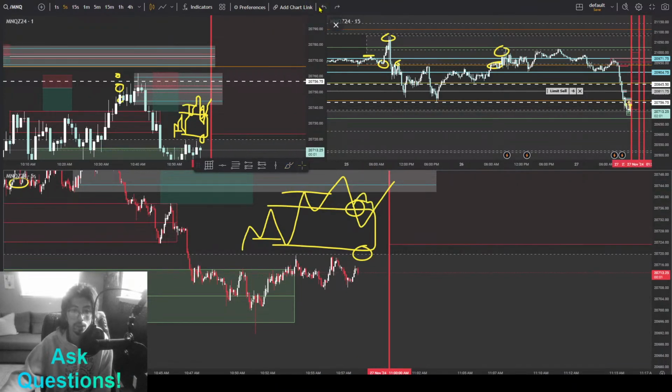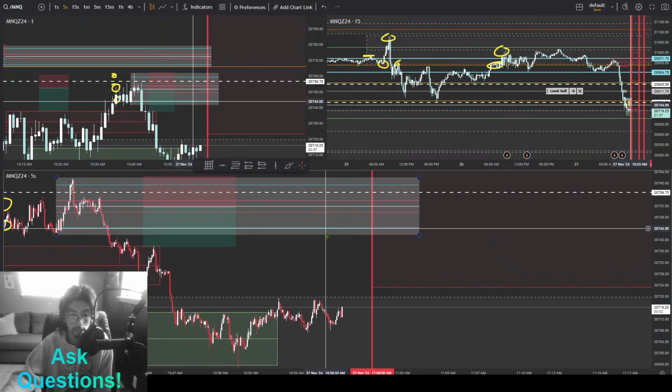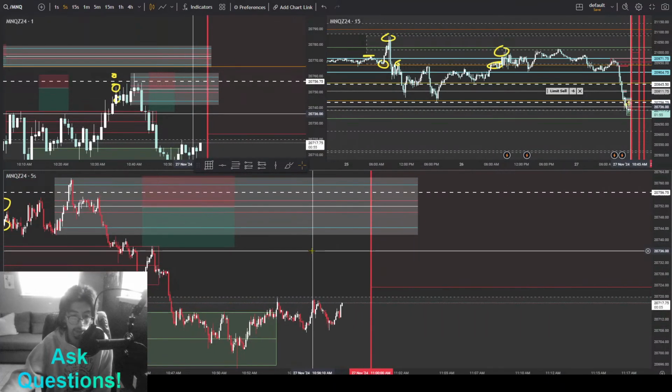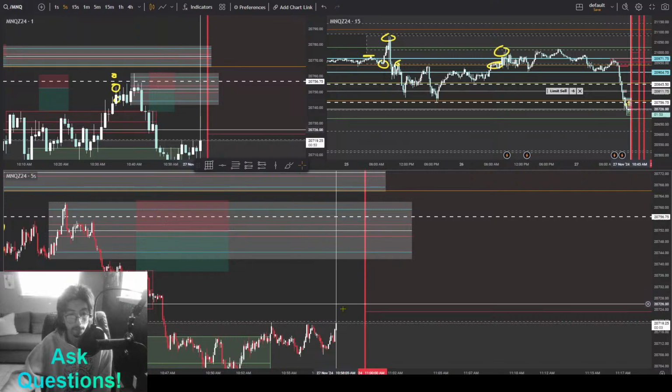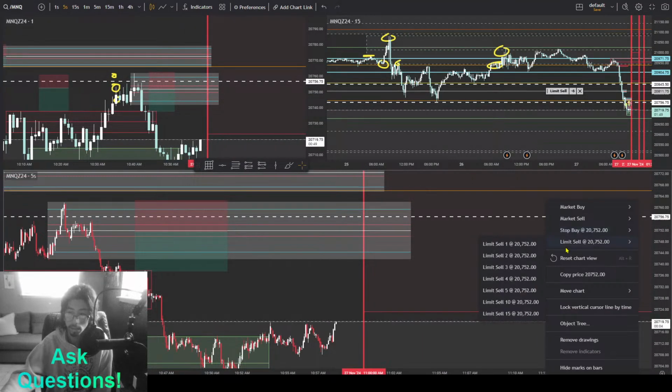Well, let me get rid of all these drawings. Yeah, if we don't get to here before 11, then I'm not going to take it. But I doubt we're going to even get up here. I'll leave it there just in case. Let's sell 5.